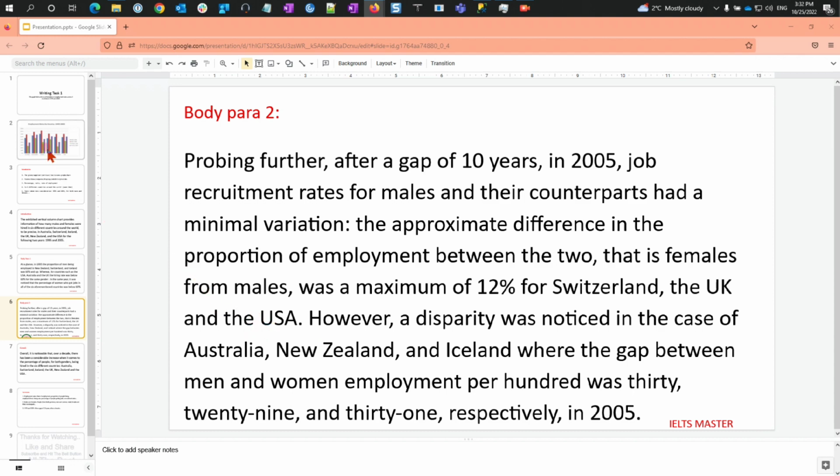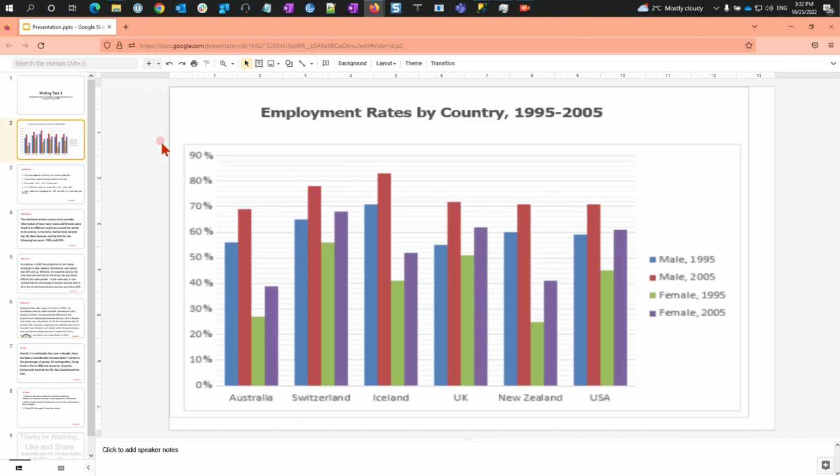So let's check what we are trying to say here. 2005 males, red, 2005 females, purple. So if we check red and purple, let's see for the countries we have mentioned, Switzerland, UK, and USA, what is the difference? So Switzerland, let's check red with purple. The difference is not that much. UK, again, the difference is not that much. USA, the difference is not that much. So it is a minimal difference between males and females when it comes to the rate of employment in 2005.